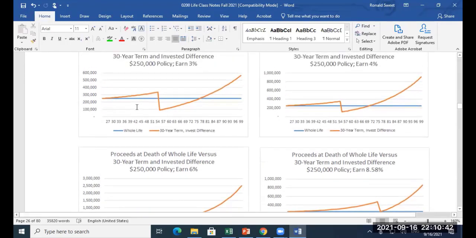I'll just let it sink in. Y'all see the distinction there between those different policies. And that's what I gave him. What did he decide to do? He bought term and invested the difference. And he was actually pretty good at investing the difference.